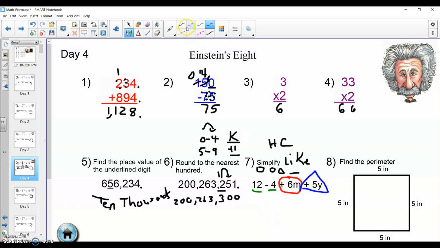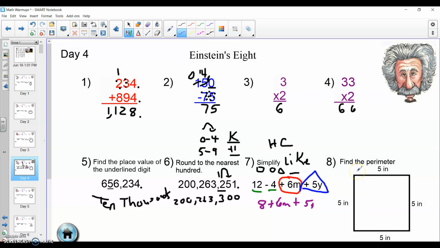So all I have to do now is finish the math. What's 12 minus 4? And those I can combine because they're alike. So 12 minus 4 is 8. And then I can bring down what I haven't used. Plus 6m. It's supposed to be a 6m. There we go. Plus 5y. Everybody got it? That's your answer there. Okay.